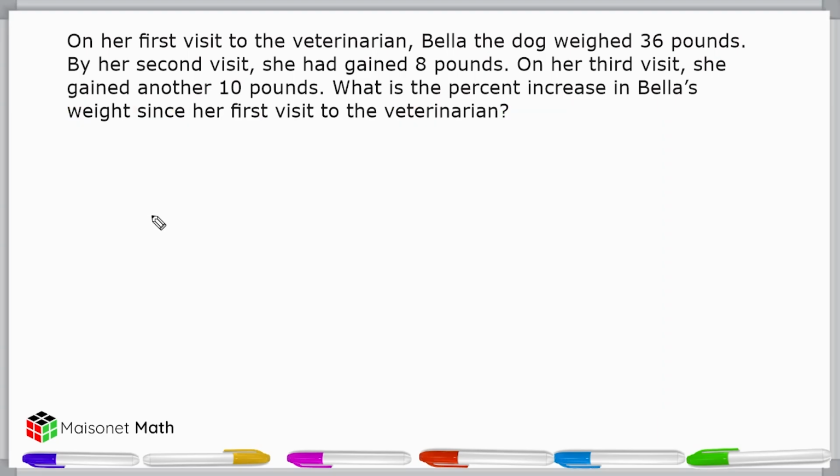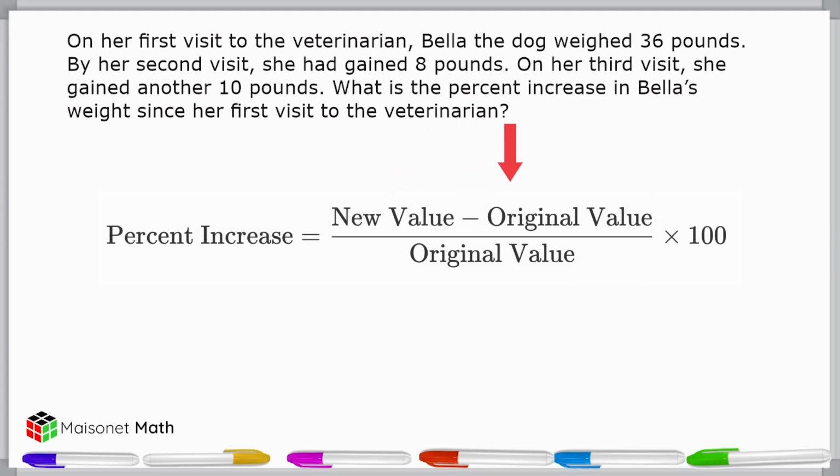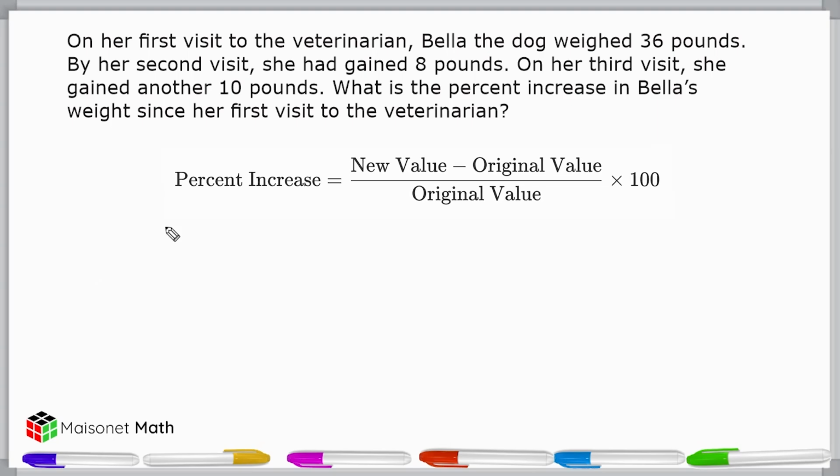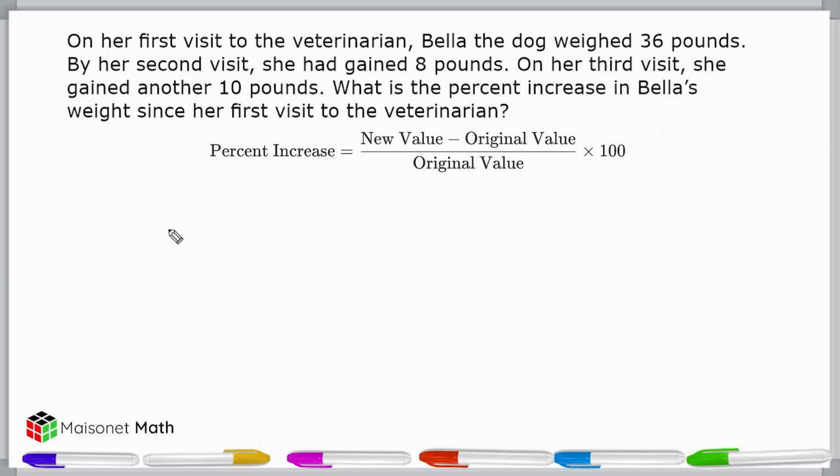All right, to calculate the percent increase, we're going to use the equation: the new value minus the original value, divided by the original value, multiplied by 100. Now, the new value minus the original value will just give you the overall increase. And then we express that as a fraction compared to the original value. That is going to give us a decimal figure, and then we're going to convert that into a percentage by multiplying by 100.